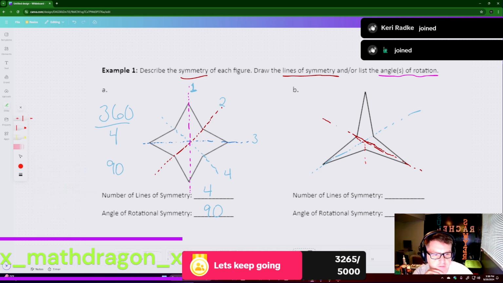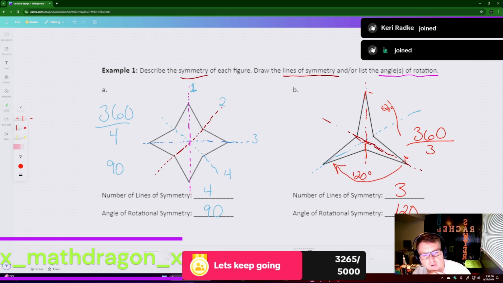Here is number 3. Cutting it through here. So we have 3 lines, and take 360 and divide it by 3. Every 120 degrees, so that would be 120 degrees, we would get it. Then this would be 120 degrees. And then we would get back after 120 degrees to the original picture. So this has rotational symmetry of 120 degrees. So that's how we do rotational symmetry.